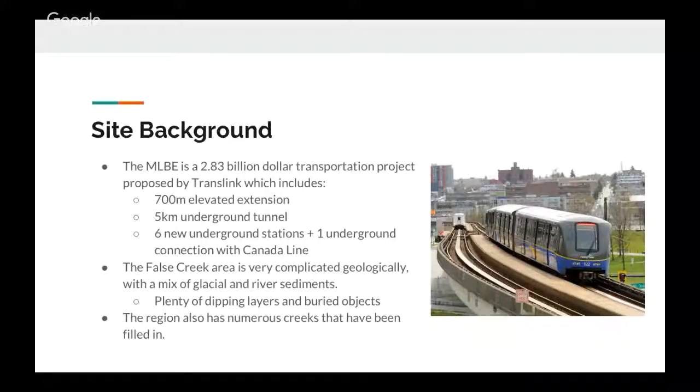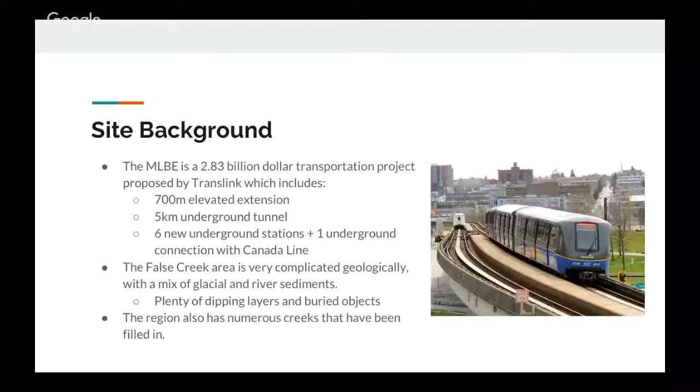This is a project that I know a lot of you are very familiar with. The MLBE is a $2.83 billion transportation project by TransLink. It's composed of 700 meters of elevated extension, 5 kilometers of underground tunnel, 6 new stations, one of which is connected to the Canada Line. Therefore, it's a huge project, a lot of construction underground.